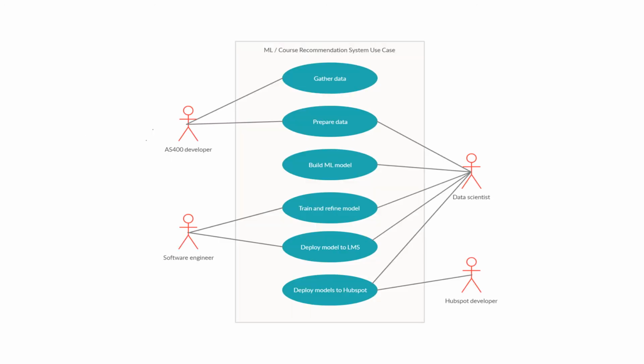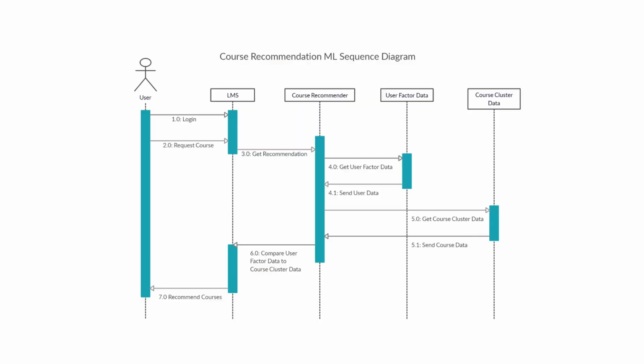So next we've got a use case. Here's a diagram that has the AS400 developer up there gathering data and preparing the data. That's why we have a whole sprint for them, just because AS400 is very, very difficult to work with. Next, the data scientist touches pretty much all the rest of it, preparing the data, building the model, everything else. And the software engineer actually trains the model and deploys it. And then we've got a HubSpot developer who deploys the models to HubSpot. And then after that, users can actually use the recommendations.